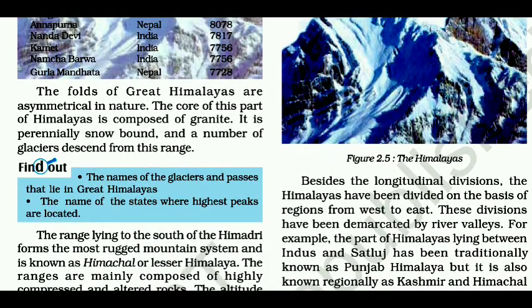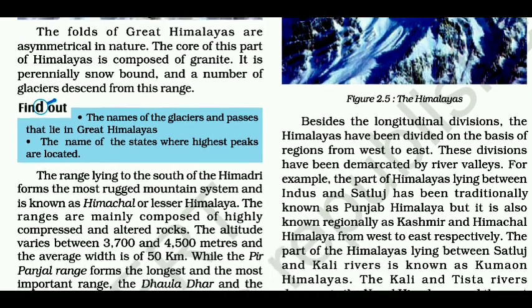The folds of Great Himalayas are asymmetrical in nature. The core of this part of Himalayas is composed of granite. It is perennially snowbound and a number of glaciers descend from this range.